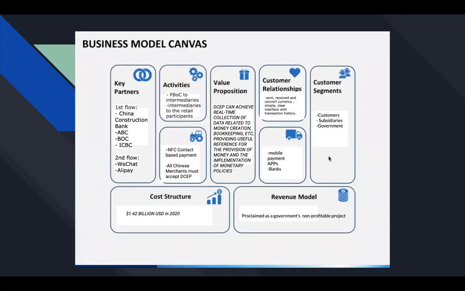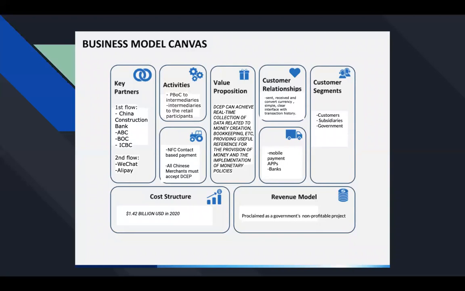Hello, my name is Max, and first I'm going to talk about the business model canvas. According to our plan, our key partners should be separated into two flows. The first one: China Construction Bank, ABC, BOC, and ICBC banks. They should be partners for the first flow. And for the second flow, it should be WeChat, Alipay, and such big cross-platform corporations.